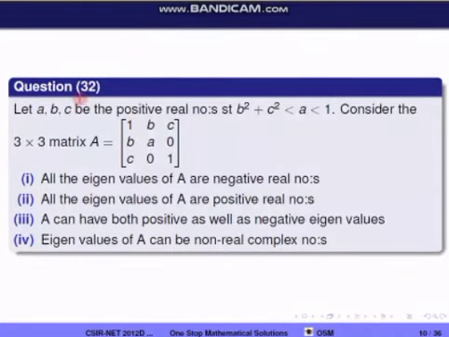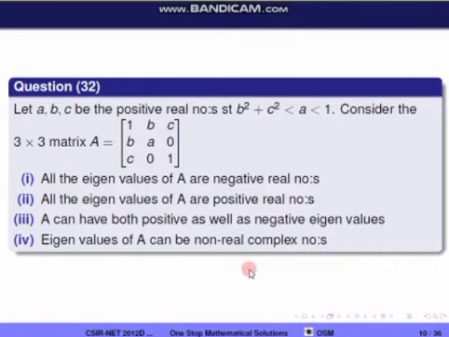Next question, question 32. Let a, b, c be positive real numbers such that b square plus c square less than a less than 1. Consider the 3 cross 3 matrix A is equal to [1 b c; b a 0; c 0 1]. So we are given a 3 cross 3 matrix here, and those elements satisfy these properties. Then we have to check which of the following options is correct.